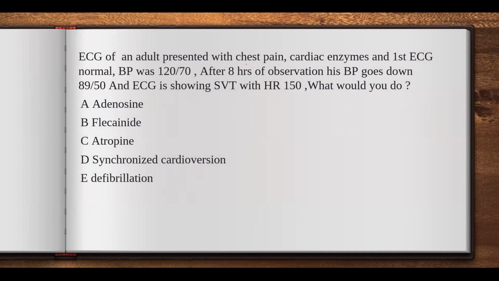Next, ECG of an adult patient is given. Patient presented with chest pain. Cardiac enzymes and first ECG is normal. Blood pressure is good. After 8 hours of observation, his blood pressure goes down to 89/50. So that means this patient is hemodynamically unstable. ECG showing SVT, supraventricular tachycardia with a heart rate of 150.